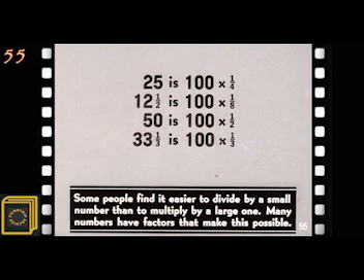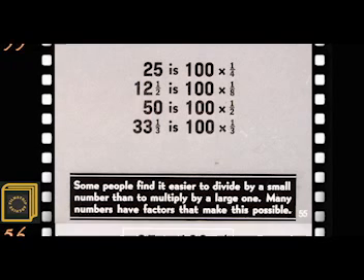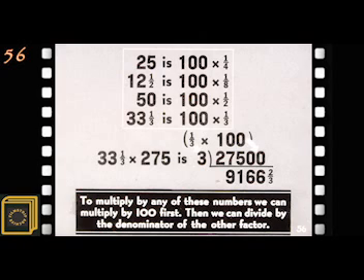Some people find it easier to divide by a small number than to multiply by a large one. Many numbers have factors that make this possible. To multiply by any of these numbers, we can multiply by 100 first, then we can divide by the denominator of the other factor.